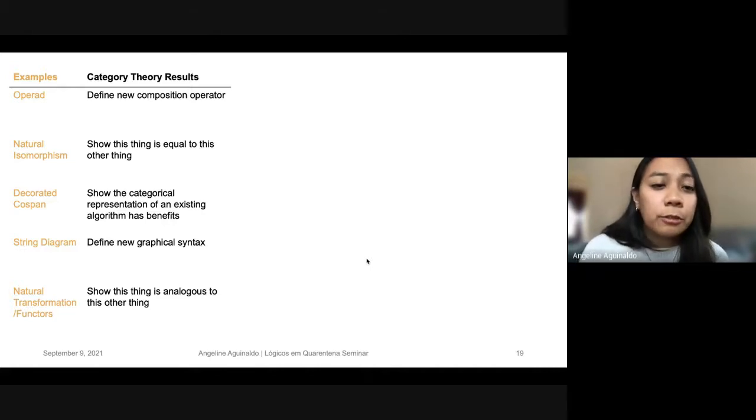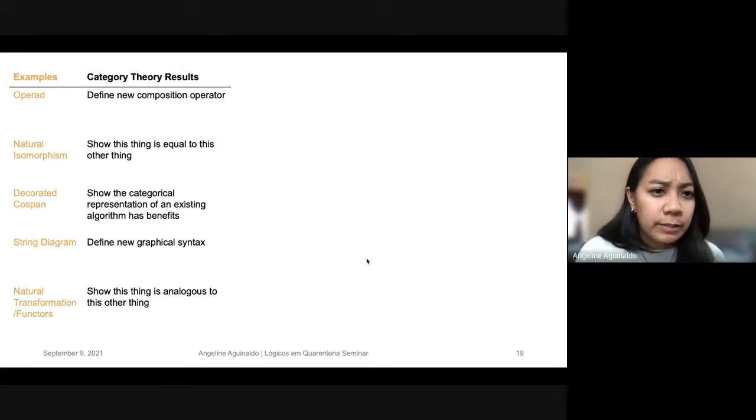Another type of result is to show that this thing is equal to another thing, and so this is more algebraic. It can extend to other algebraic structures, but in category theory there's sometimes an interest in showing that things are equal to other things, like categories are equal to other categories, or this is just a different version of a category with some additional structure.